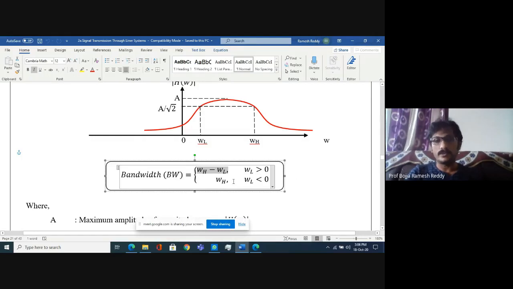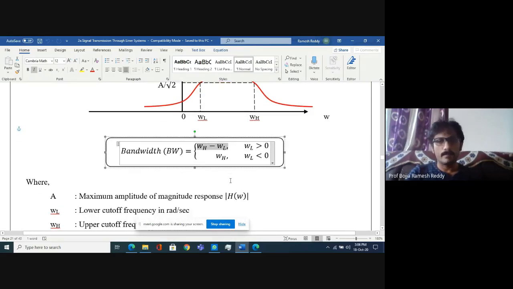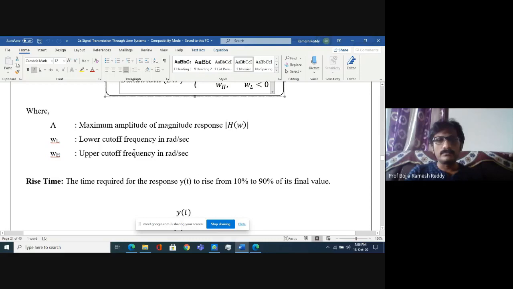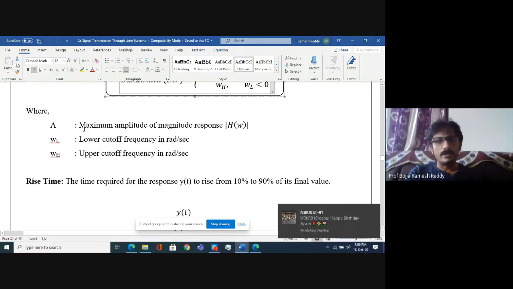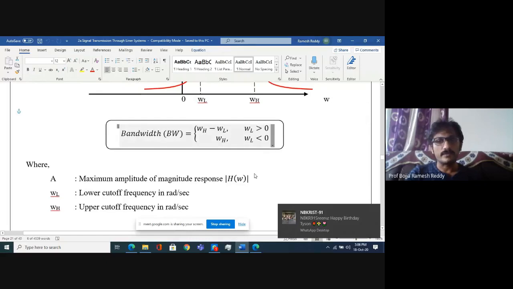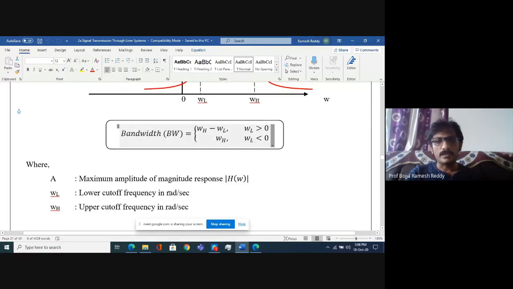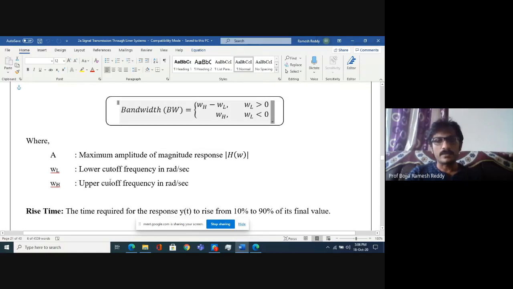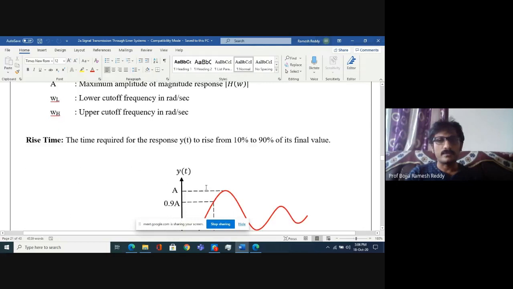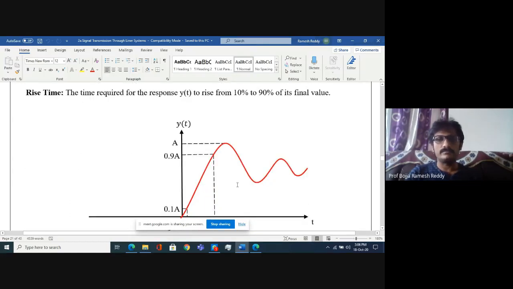Omega H is nothing but bandwidth. See here, A is nothing but maximum amplitude of the system function or frequency response, and omega L is nothing but lower cutoff frequency, which is measured in radians per second, and upper cutoff frequency, it is also measured in radians per second. Then coming to rise time.